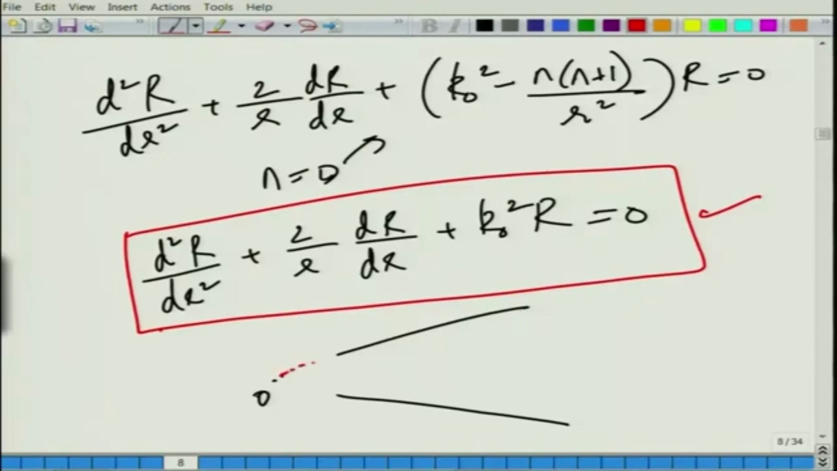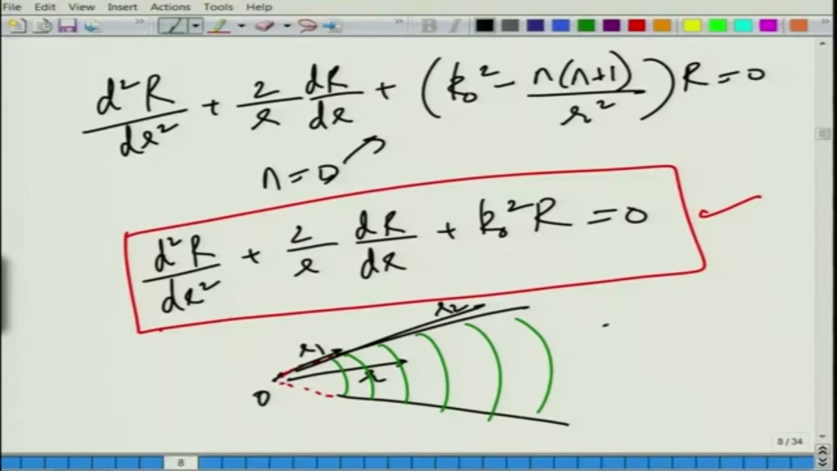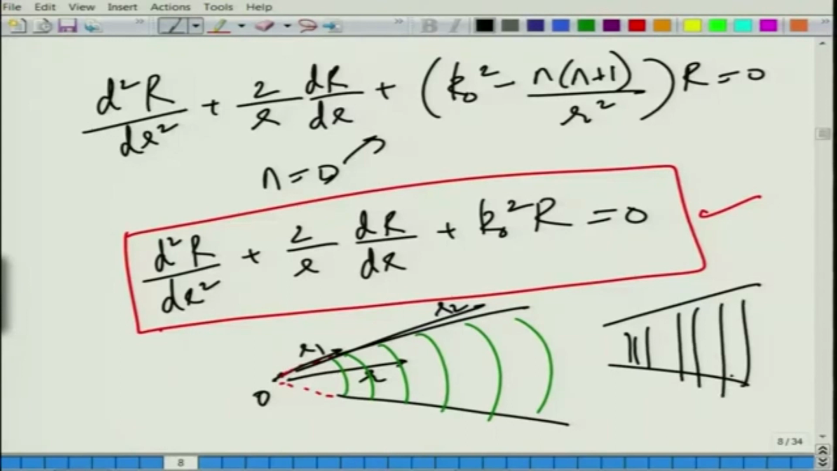So, r then is measured from the hypothetical apex of the cone O, and r can be anything here. If it is at this point, it is r1, at this point it is r2. So, basically what it would mean is spherical waves that go like this, but axial waves go like this, but the form remains the same. Here we need to specify the radius from this thing, and here we basically need to specify the axial distance.